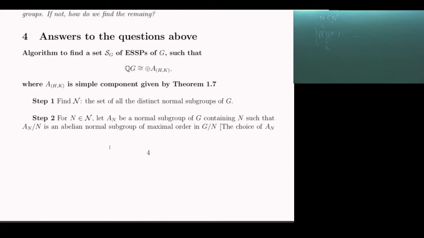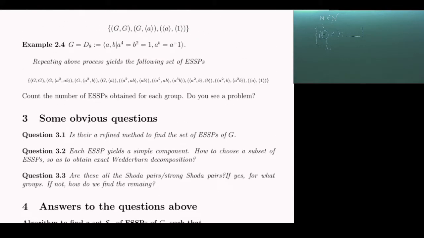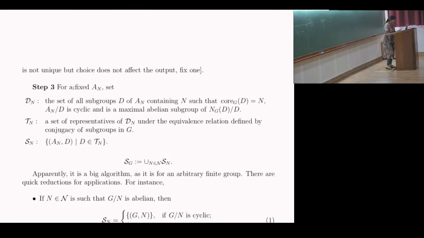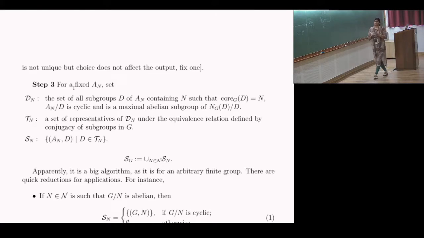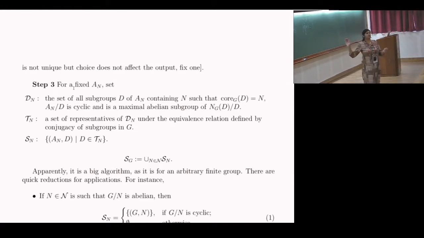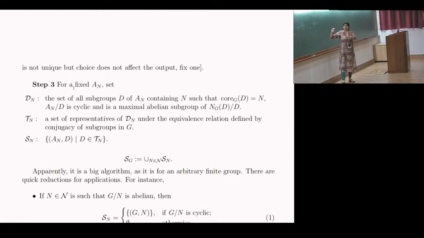The choice of AN may not be unique, but it does not affect our result. So choose one AN which satisfies this condition. And for that fixed AN, we work with more subgroups and we put some extra conditions on the subgroups of AN. We choose the ones which are suitable for us, which make it an extremely strong Shoda pair and which avoid the redundancy as well. Then whatever pairs we get for every normal subgroup, we just take the union over all of these, and this gives us the complete set of extremely strong Shoda pairs of G, a complete irredundant set, which we were looking for.